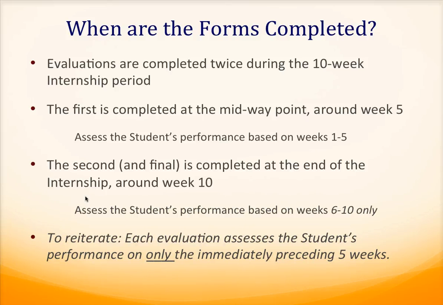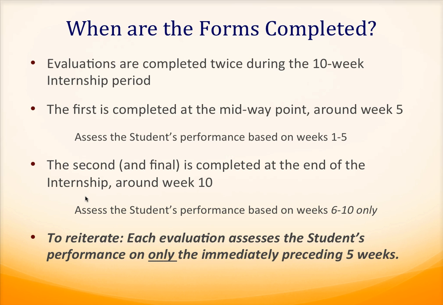Secondly, when should you and your student complete the form? Evaluations are completed twice during the 10-week internship. The first evaluation is to be done midway through the affiliation period, at approximately 5 weeks, and should assess the student's performance based on weeks 1 through 5. The second evaluation should be completed at the end of the affiliation period and should assess the student's performance based on weeks 6 through 10. To reiterate, each evaluation should assess the student's performance based on his or her performance during only the immediately preceding 5 weeks.